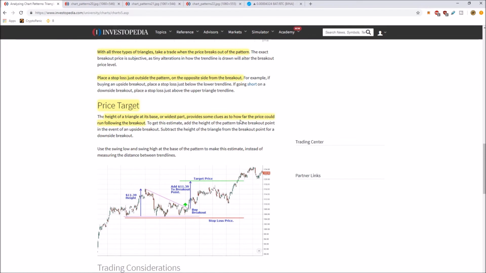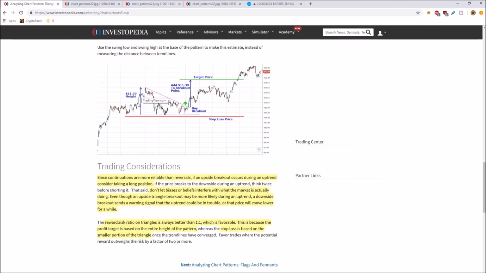Price targets. The height of a triangle at its base, or widest part, provides some clues as to how far the price could run following the breakout. The distance here added to this gives you the target price. It didn't really make it to that point in this run-up. Most of the time it doesn't. You probably get about 65 to 70% of this distance.